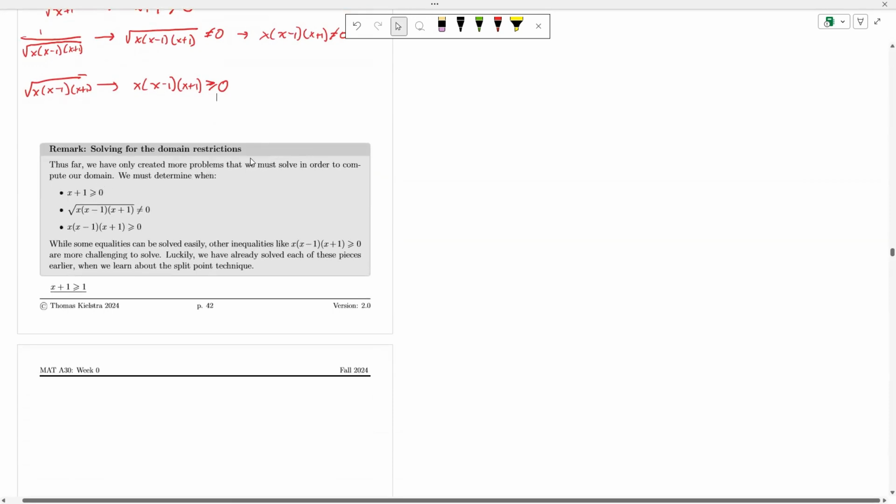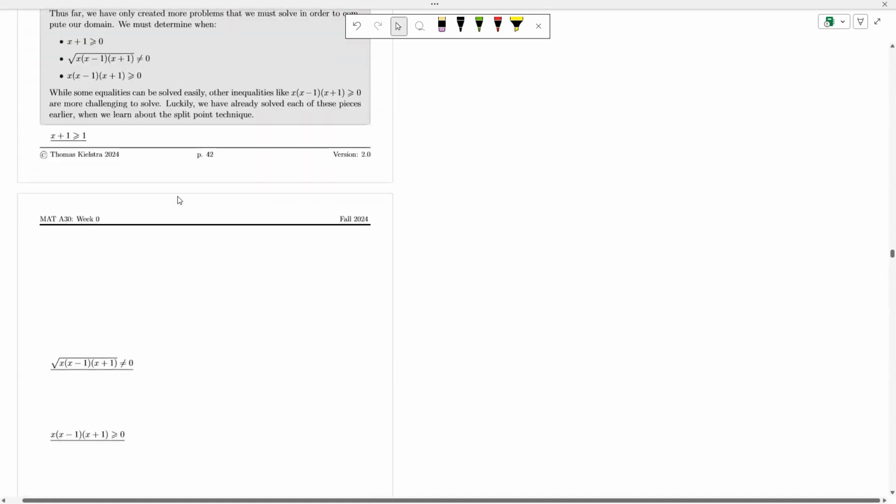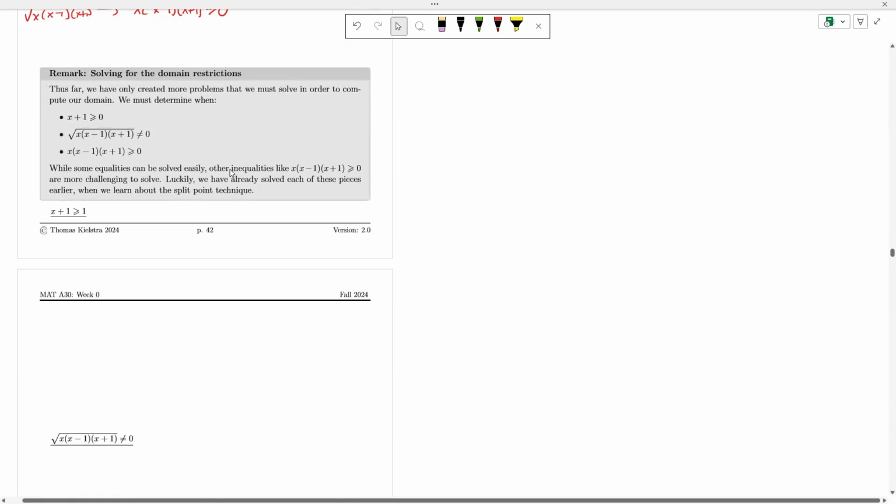Now, thus far, we've only created the problem we must solve in order to compute our domain. So we've simply taken this function and broken it up into what are the parts we must solve for. Now we're going to do each individual part. Now here, this is going to be greater than 0. And you might recognize this as a set of constraints we solved earlier.